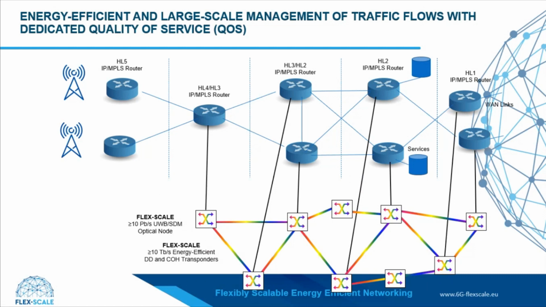So here in this picture, you can see a complete system, from the antenna sides to the core on the right side. In between, we have several IP routers that are responsible for aggregating the traffic and transporting it to the core network. Here we are using this terminology of HL5, HL4, HL3, 2 or 1, based on the capacity.